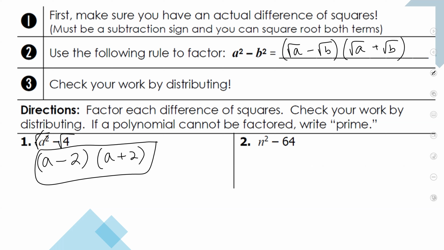So let's try this one. What's the square root of n squared? Just n, because those cancel out. And then what's the square root of 64? 8. And do the opposite. So this is the rule. You do the square roots of both.